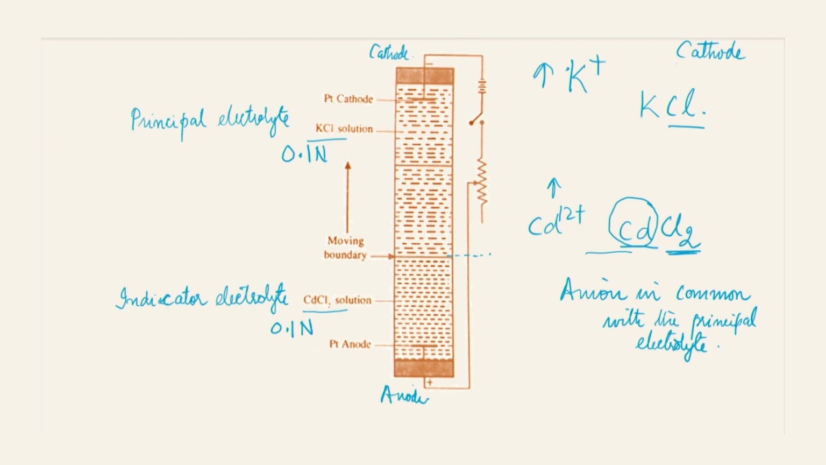Now, when current is applied, as potassium ions move up and cadmium ions follow it, the boundary moves up. Let it move up to this position. So, the boundary moves up and this movement of the boundary is proportional to the velocity or mobility of the K plus ions, because K plus ions are moving and the cadmium ions are following, and this movement shows us the speed of the K plus ions under the applied potential.